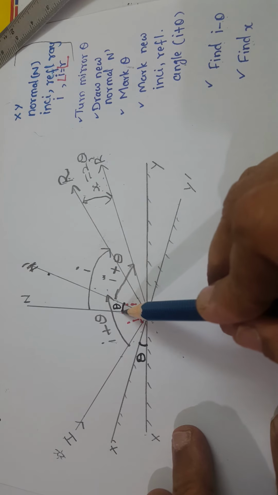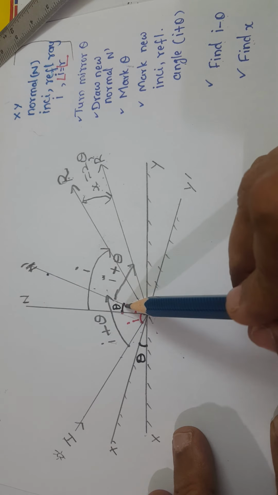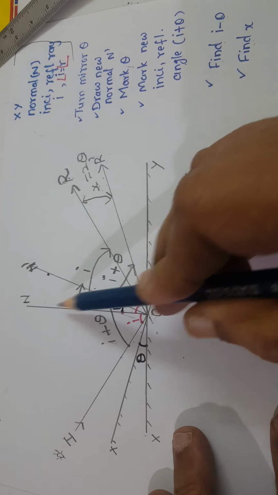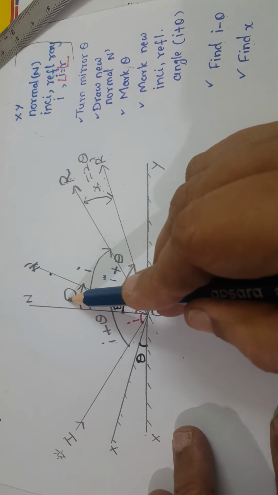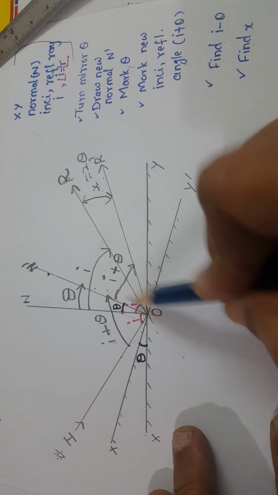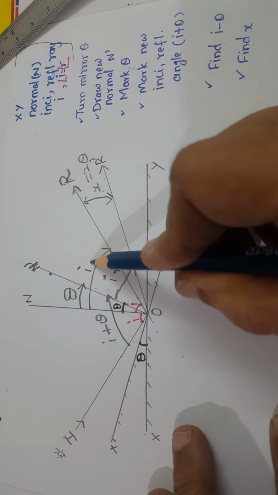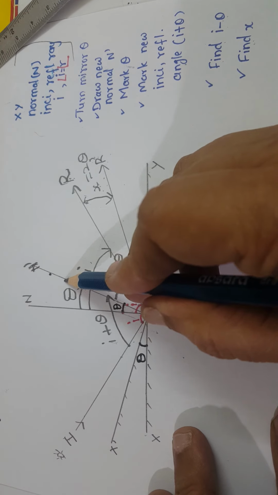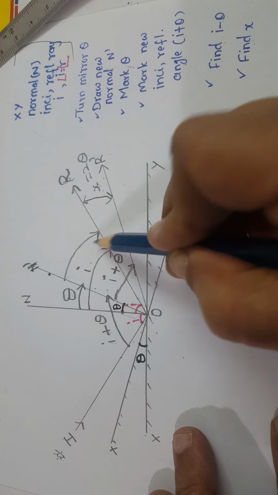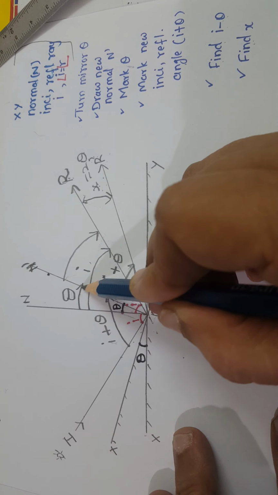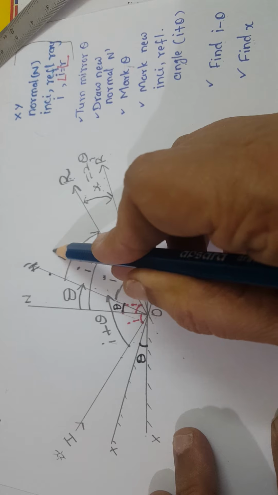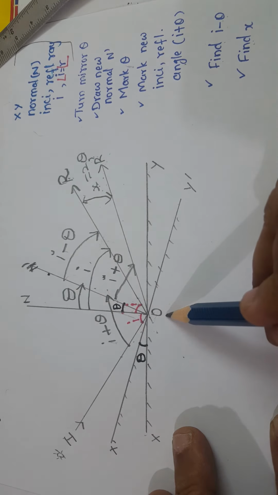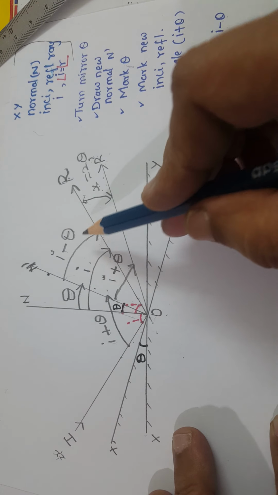So what is theta, children? N dash is theta, right? The same thing I am drawing again here. N dash is theta. Okay. The same I and the same theta I have marked here the second time. So what will be this angle, children? If it is I and if it is theta, this will be I minus theta, right? This angle N dash O R will be I minus theta.